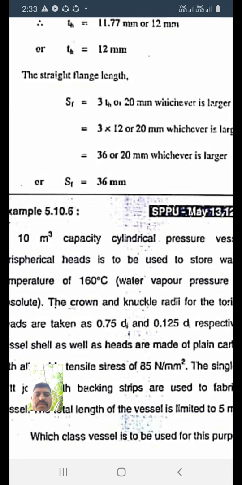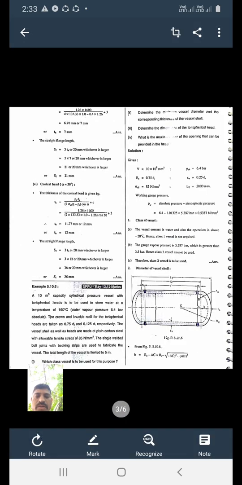The material is plain carbon steel with allowable tensile stress, sigma all, of 85 Newton per mm square. A single butt weld joint with a backing strip is used to fabricate the vessel. The total length of the vessel is limited to 5 meter. The total length LT is given as 5 meter.